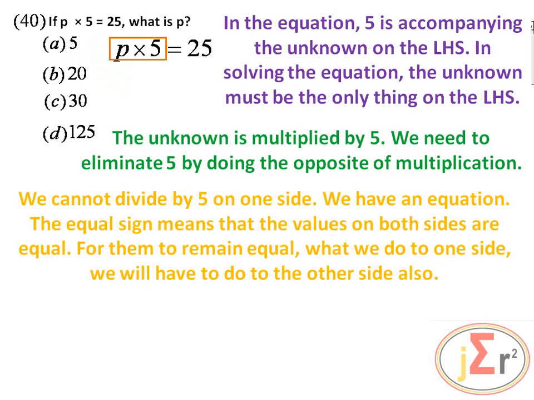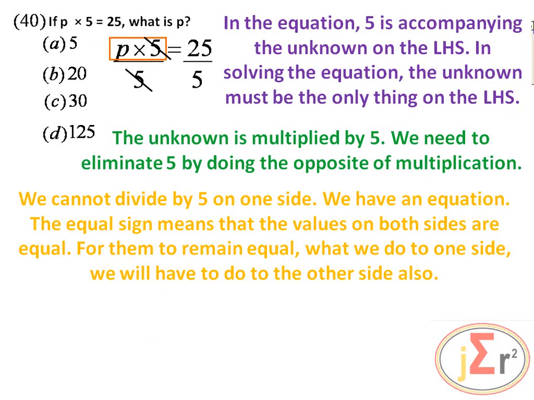In order to eliminate that 5, we need to do the opposite of multiplication, which is what, Jerry? Division. So we need to divide. But we cannot divide on one side only. We have to divide on both sides. So we divide by 5 on both sides. What happens there?